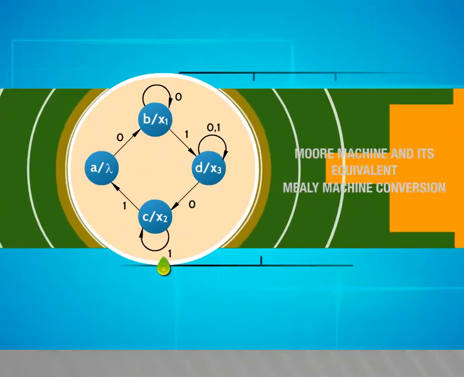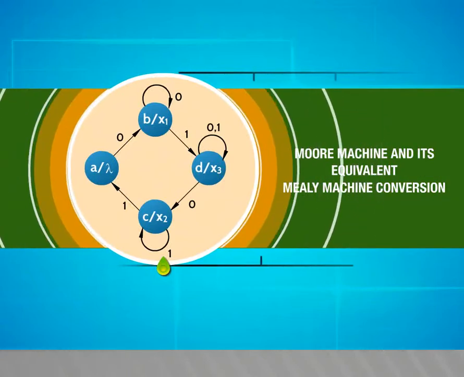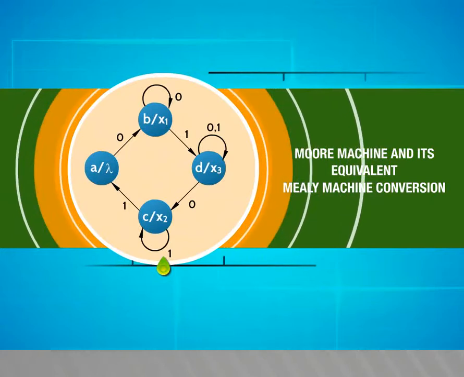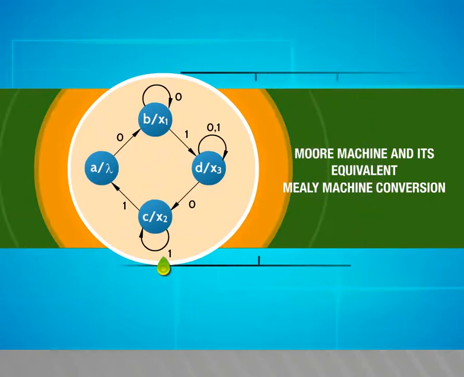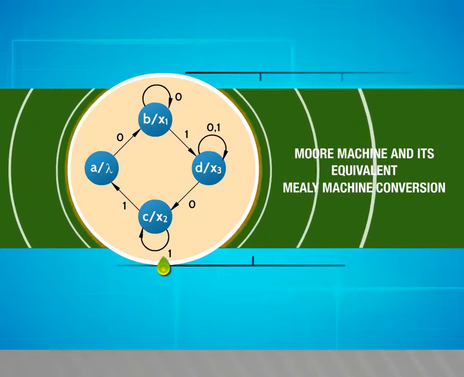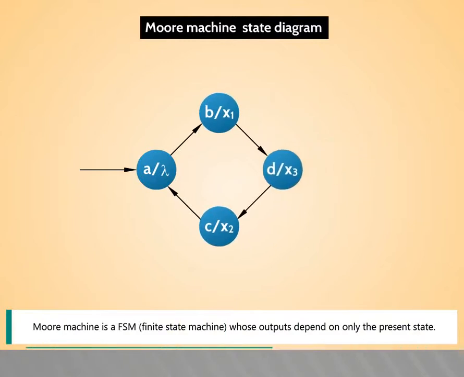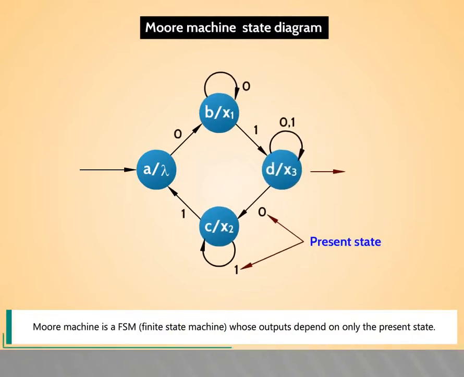Moore machine and its equivalent Mealy machine conversion. In this animated video, we are going to see about Moore machine and its equivalent Mealy machine conversion. A Moore machine is an FSM, that is, a finite state machine, whose outputs depend only on the present state.